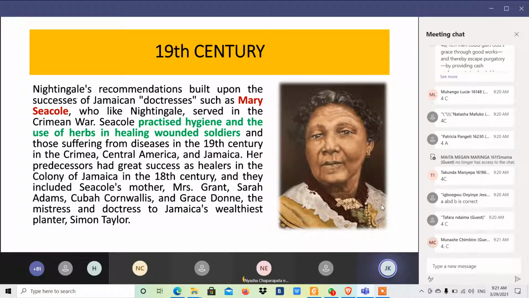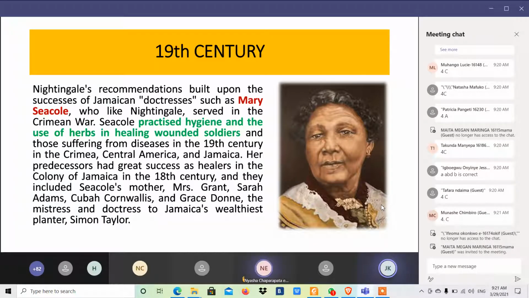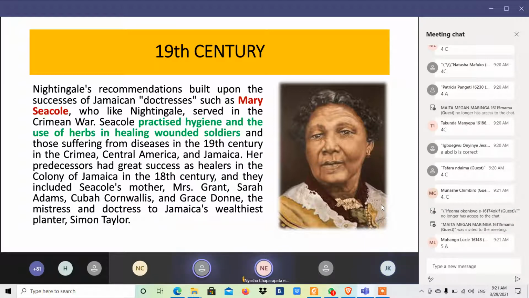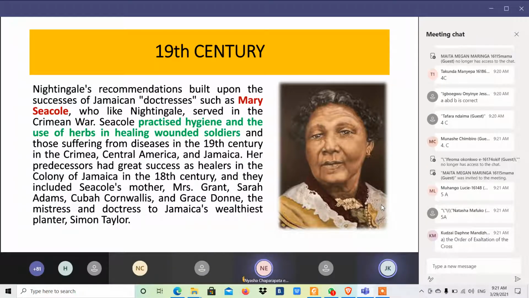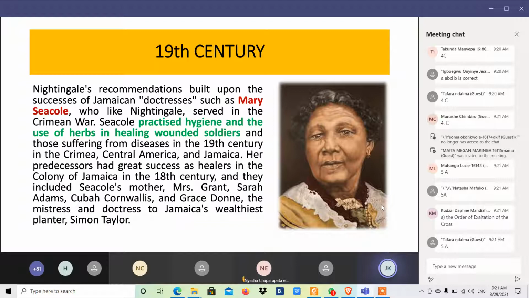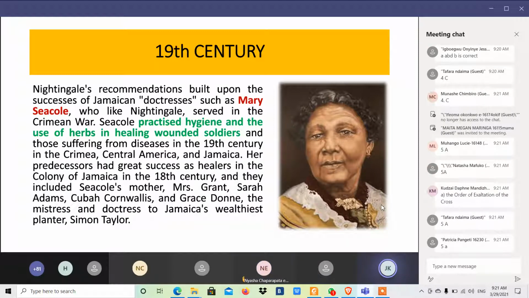Number 5. During the Crimean War, the Grand Duchess Elena Pavlovna issued the call for women to join the Order of Exaltation of the Cross. Yes, exactly. So here you have Duchess Elena Pavlovna. On the picture, you can see her. And the answer is the Order of Exaltation of the Cross.